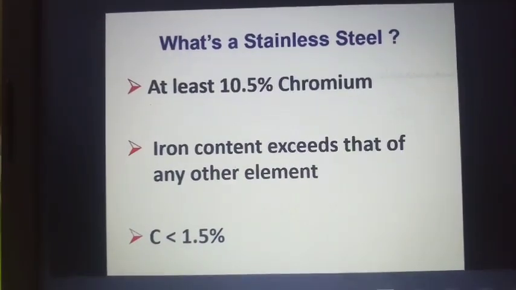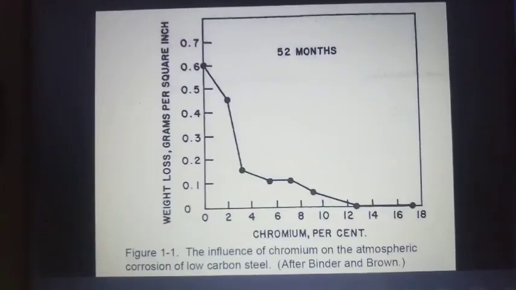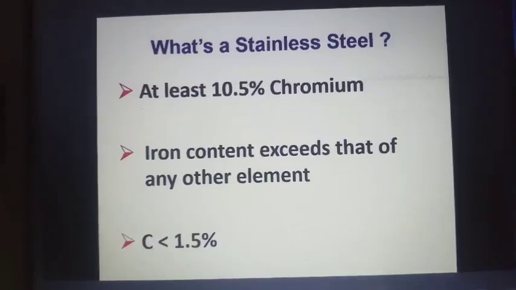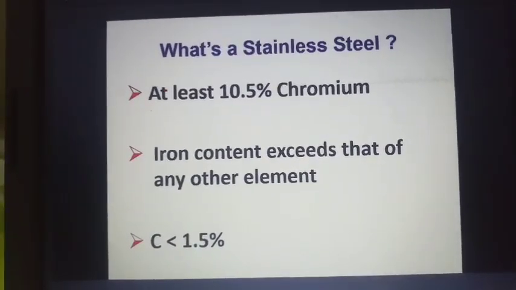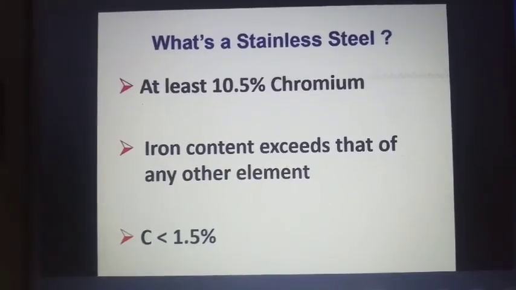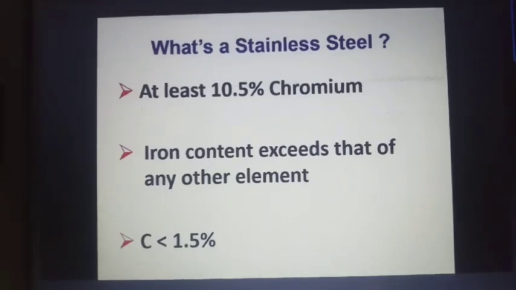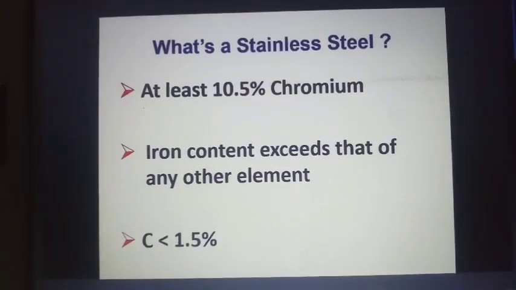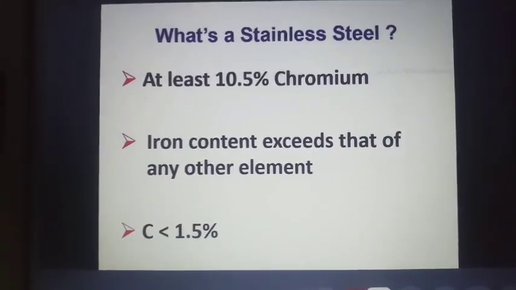Okay, what's a stainless steel? Basically, I will introduce 2-3 slides about stainless steel and then the weldability, and then we'll start directly on the welding issues. Okay. So stainless steel, at least 10.5 chromium to make stainless. That means it will not form rust. It will not form any iron oxide, the rusting or the corrosion.